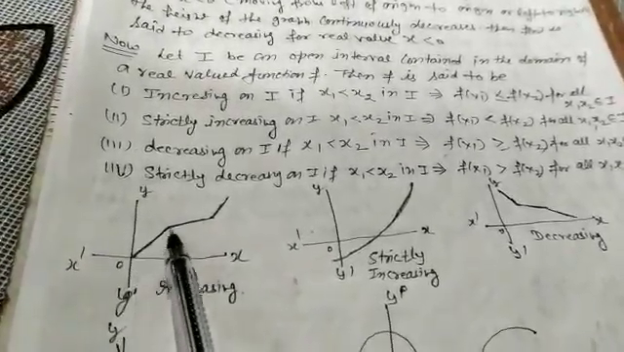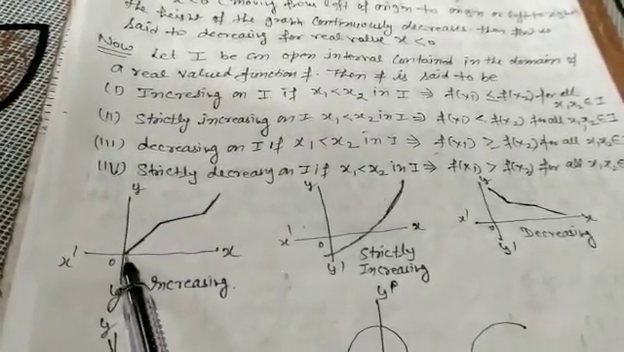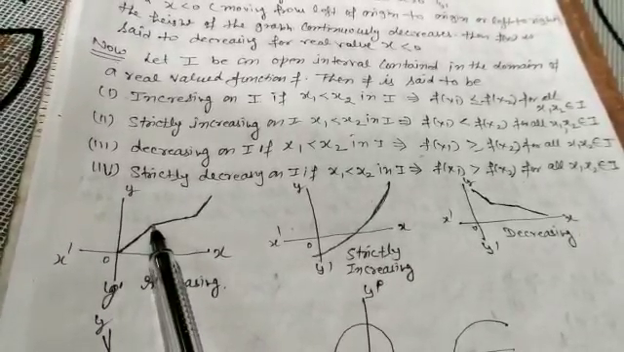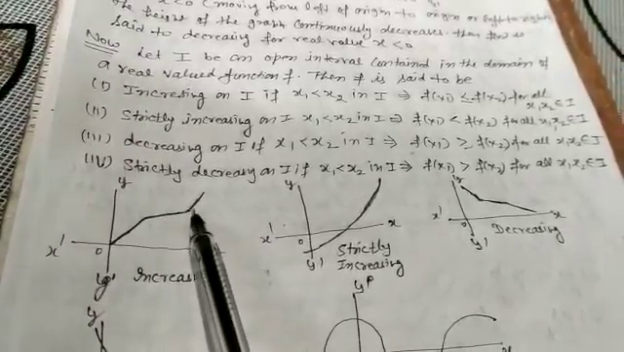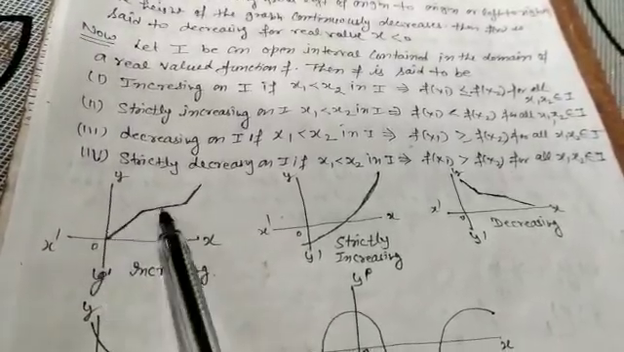Let us discuss the graph of the following function. If you observe the graph, it is increasing as the value of x increases, but there is a point where there is a jerk, and this rate of increase is not the same as the previous one. So this function is simply called an increasing function.